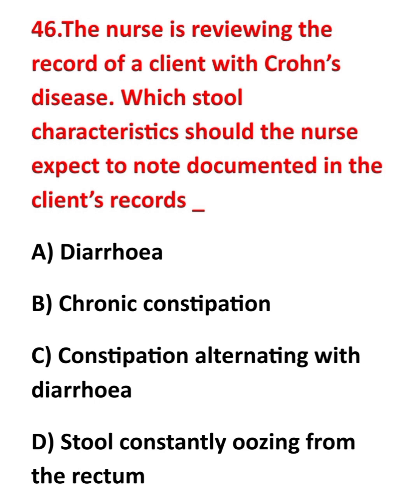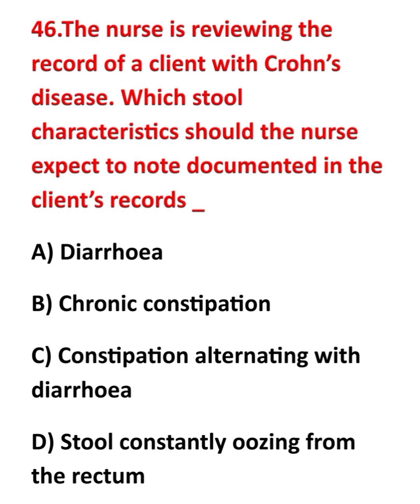The nurse is reviewing the record of a client with Crohn's disease. Which stool characteristic should the nurse expect to not document in the client record? The options are option A diarrhea, option B chronic constipation, option C constipation alternating with diarrhea, option D stool constantly oozing from the rectum.